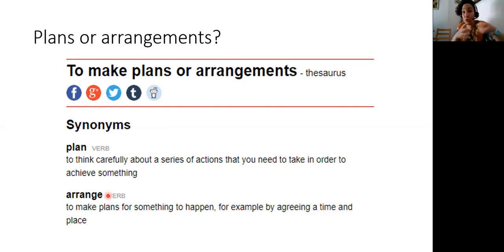Arrange is actually to do the things that you need to make this plan work. Okay, for example, this evening I'm going to a party. I thought about the party in the past, okay? I decided who is going to come to the party, what we will eat and drink at the party, and when the party will happen. Then I made the arrangements for that party to happen. I called my friends, I bought the food, and I set the date.